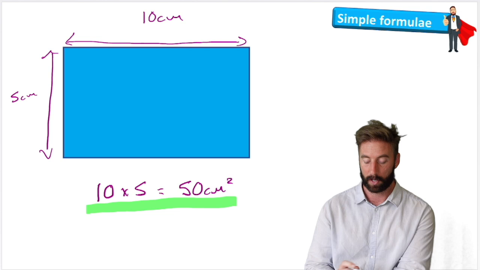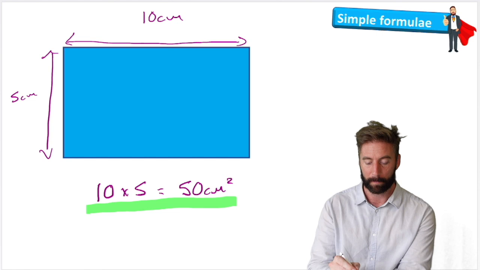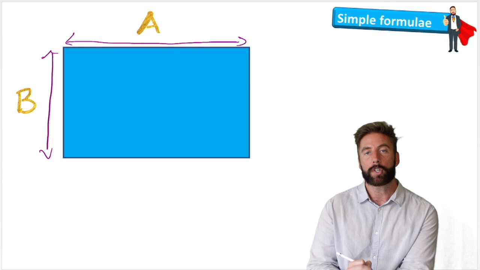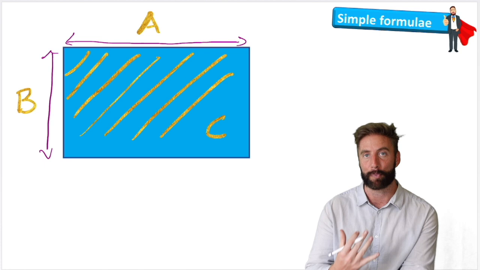But there's another way of solving this rectangle, and one that would work solving every rectangle. Let's jump into looking at a formula. Imagine now that we replace these measurements with a variable, a letter, and we call the length A, and we call the width B. And what we're trying to work out is the area, this shaded blue area, so we're going to call that C. Now, instead of being a numerical equation, we're now going to create an algebraic equation because we've now got these variables, these letters that take the place of a number.